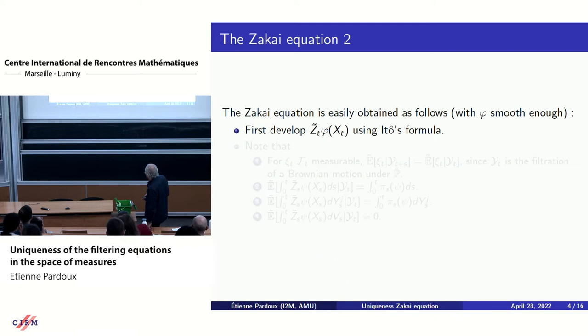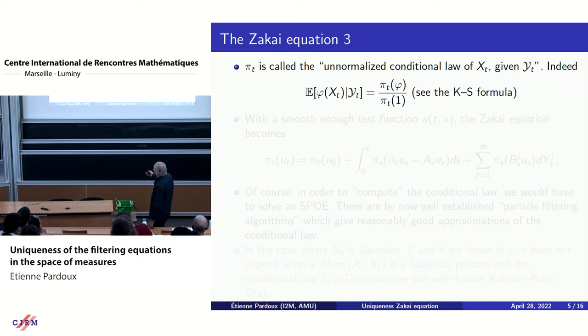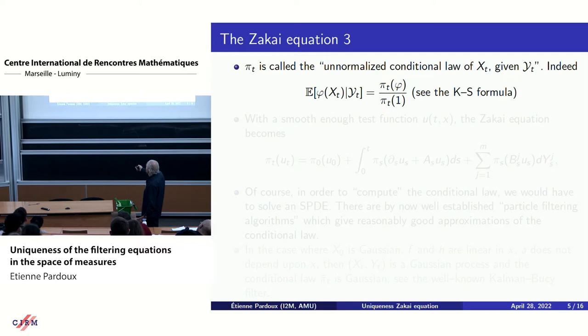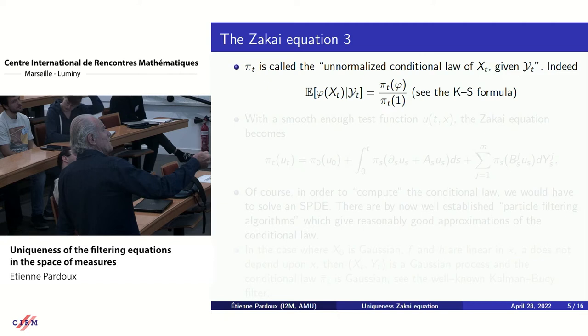Okay, so now, the measure pi t, this is not exactly the conditional law of xt given yt. It is what is usually called the unnormalized conditional law of xt given yt. Indeed, from the Kallianpur-Striebel formula, which I had written a couple of slides ago, the conditional expectation of phi of xt given yt is just pi t of phi, normalized by pi t of 1. Okay? So once you know the random measure pi t, you deduce easily by this normalization the wished conditional law.